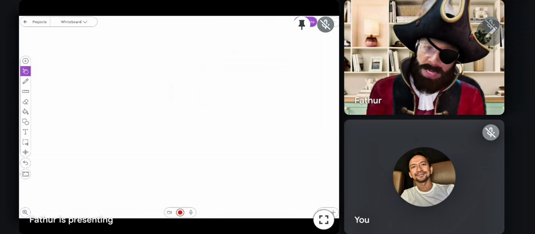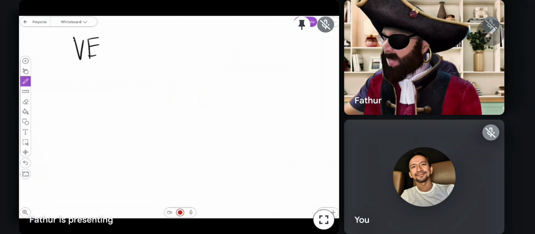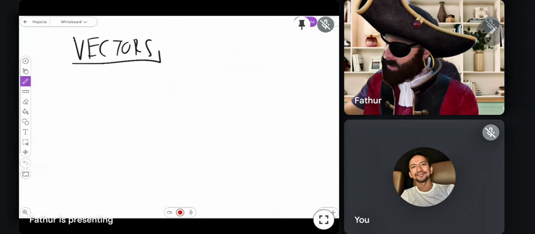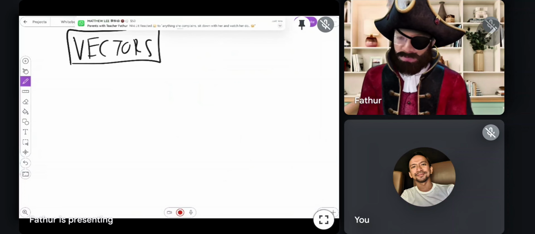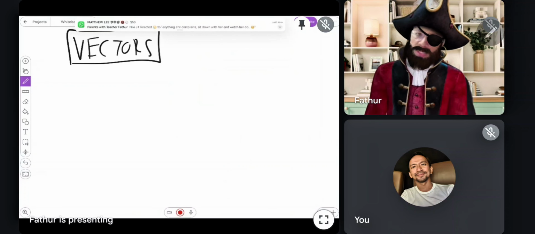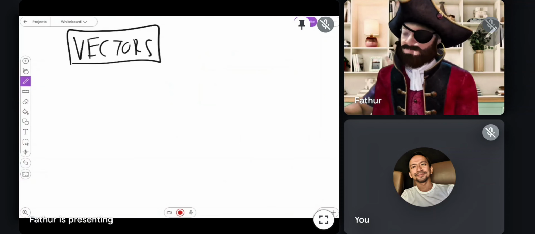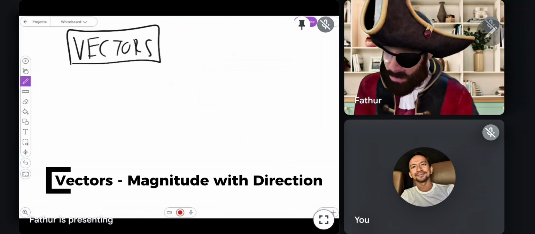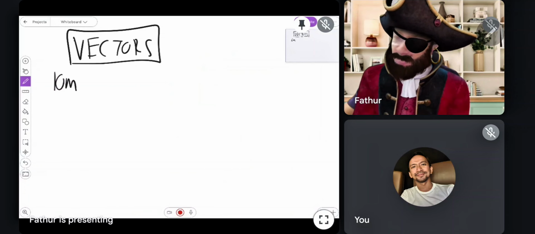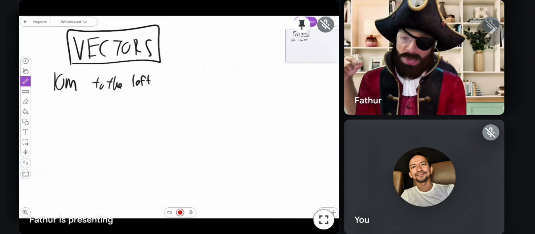My name is Fatur, and today we are talking about this topic called vectors. I'm going to teach you from scratch. In this topic, we are going to learn the definition of what vectors are. Basically, a vector is anything that moves with a magnitude with respect to direction. If I were to tell you 10 meters, this is just magnitude. But when I say 10 meters to the left, this is what they call a vector.